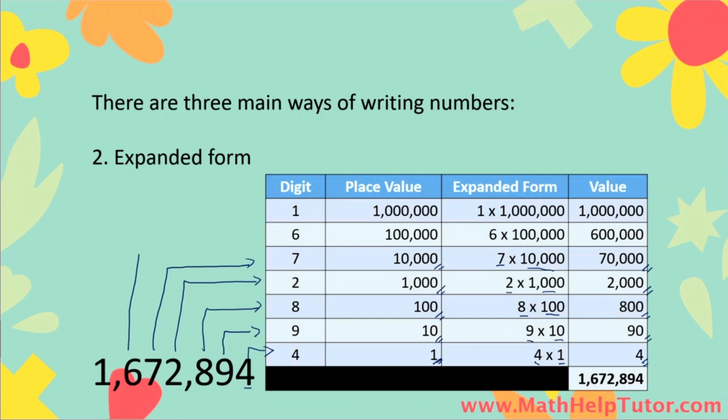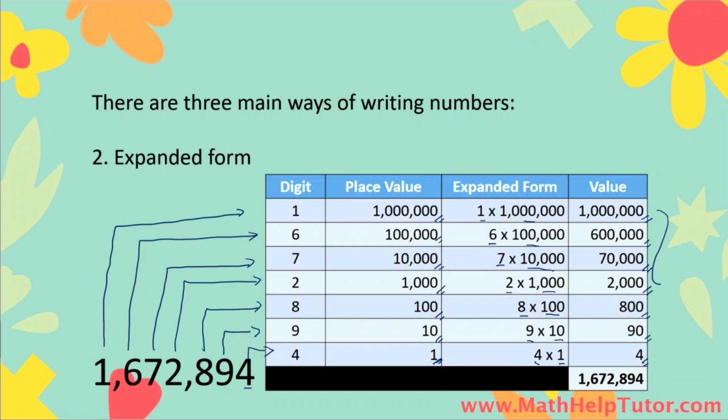Next we have the digit 6, which is in the 100,000s place, and the place value is 100,000. So multiplying the digit by the place value gives us a value of 600,000. And last is the digit 1, which is in the millions place and has a place value of 1 million. So multiplying the digit by the place value gives us a value of 1 million.